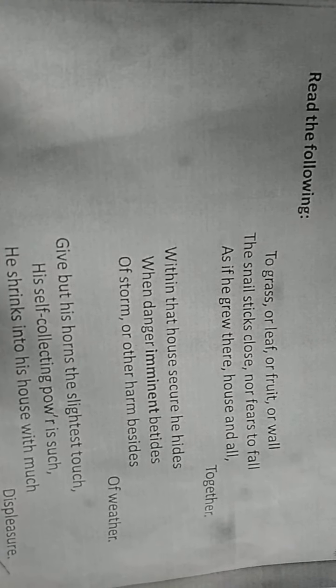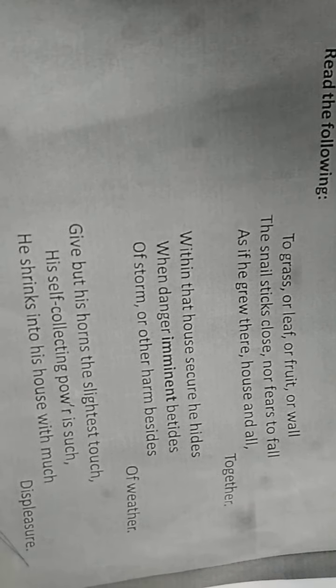And the next part is there, see: nor fears to fall. As if he grew there. You have to understand this As if. As if is actually used here as a linker, and it denotes the condition. With it, see, there is given there, as if he grew there. There actually refers to this grass, leaf, fruit and the wall. Often there is a question, what does there refer to here? You have to write: there refers to the grass, leaf, fruit and wall. I am just discussing your Madhyamik, and try to write this down.